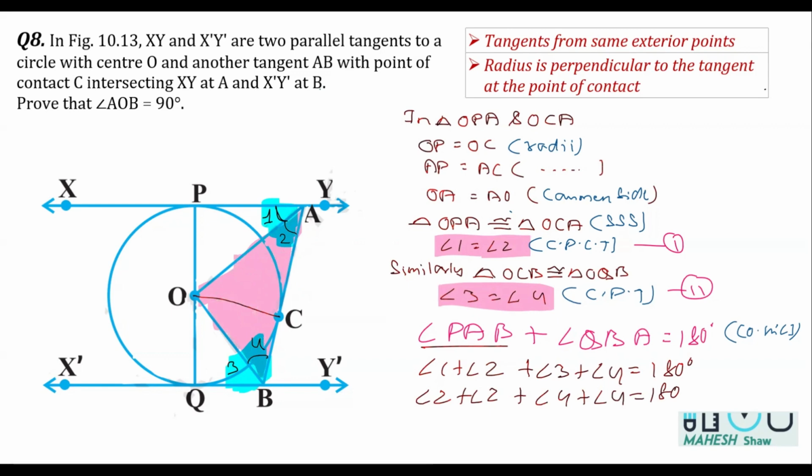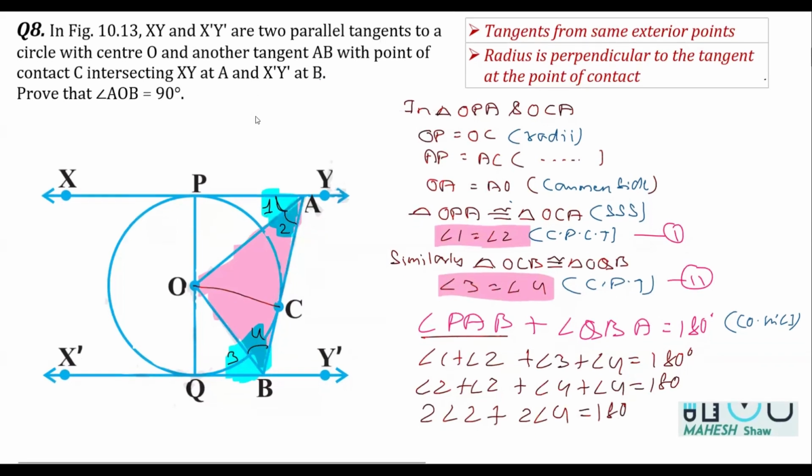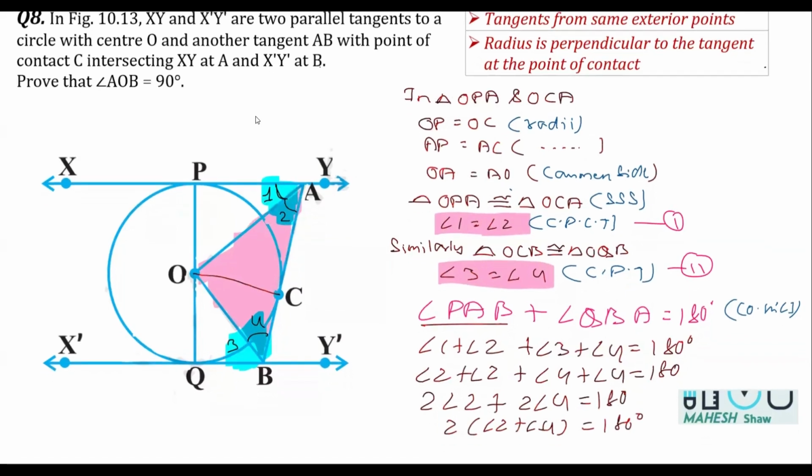Now check here, 2 plus 2 is what? Twice angle 2, and 4 plus 4 is what? Twice angle 4 is equal to 180 degrees. Now if I take 2 common, twice of angle 2 plus angle 4 is equal to 180 degrees. And further, if I transpose this 2 to the other side, angle 2 plus angle 4 will become 90 degrees. Now check what we have obtained. We have obtained that angle 2 plus angle 4 is equal to 90 degrees.